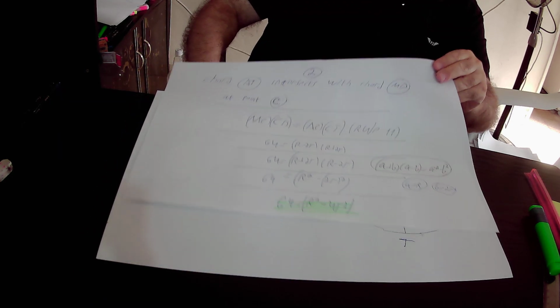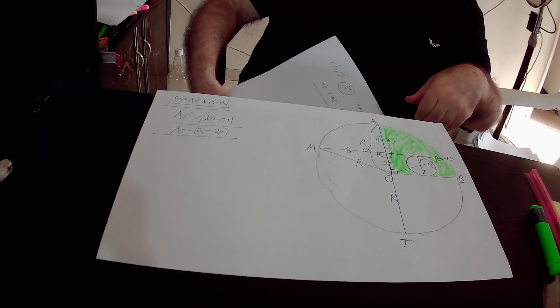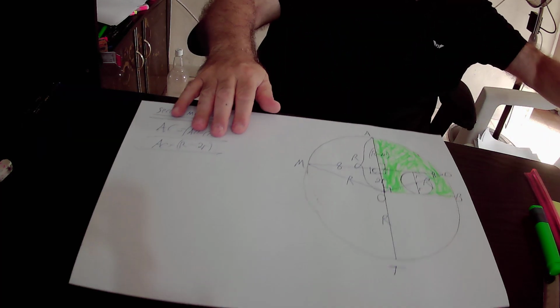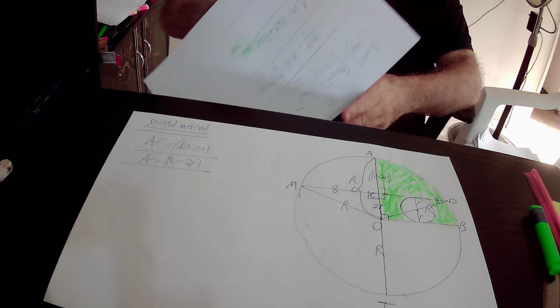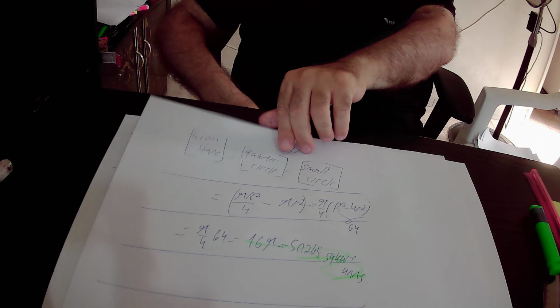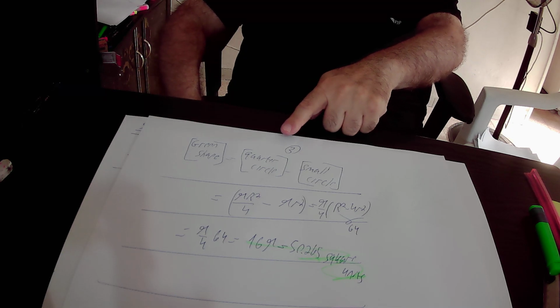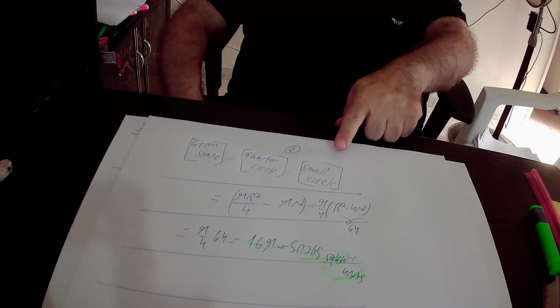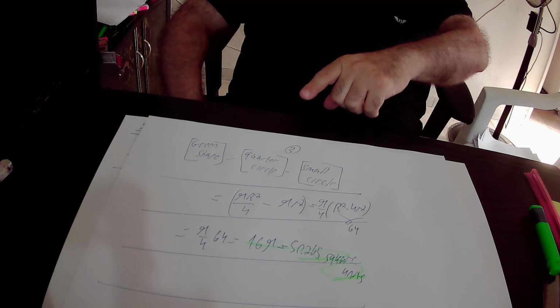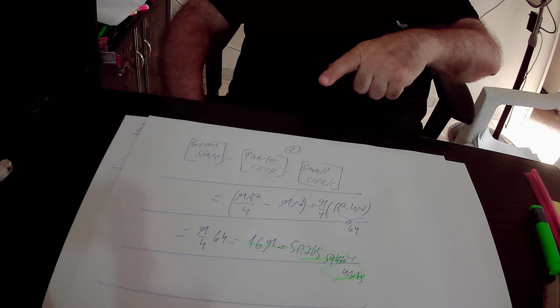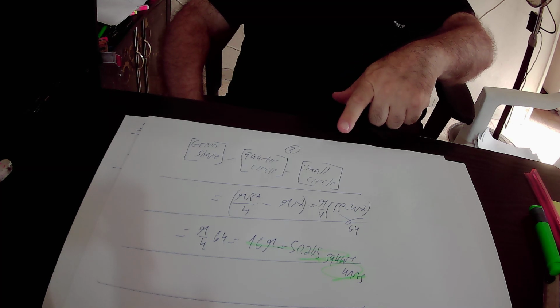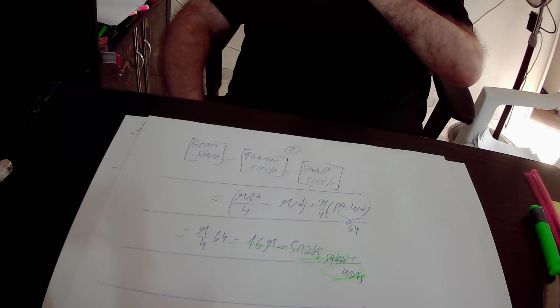But what is the area of the green shape? The area of the green shape equals the area of the quarter circle minus the area of the small circle. The area of the quarter circle is pi times capital R squared over 4, minus the area of the small circle, that is pi R squared.